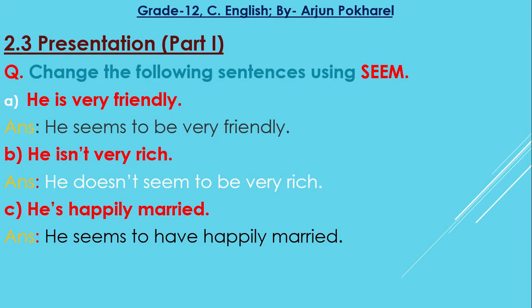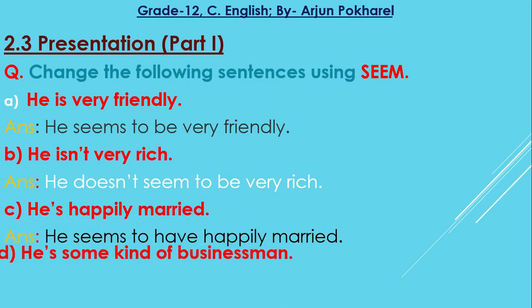Okay, he seems to have happily married, because here the apostrophe s doesn't mean "is". Okay, what does this mean here? This means "has", because there is V3, the third form of the verb, or past participle. Married is the past participle. Okay, married, marrying, and marriage. In this way we have got five different forms of the verb marry. So here, "he seems to have happily married" is the answer for this question.